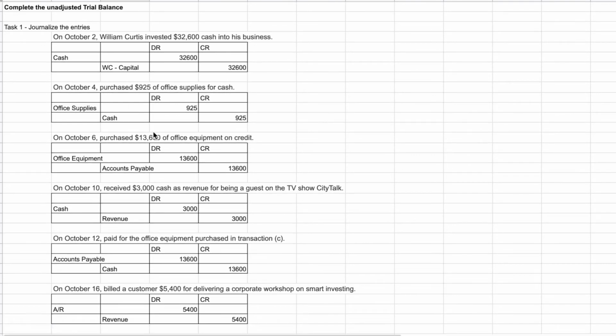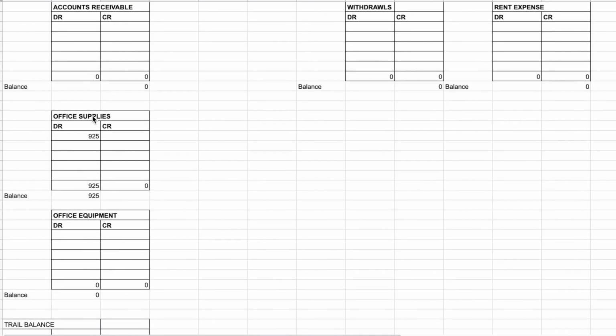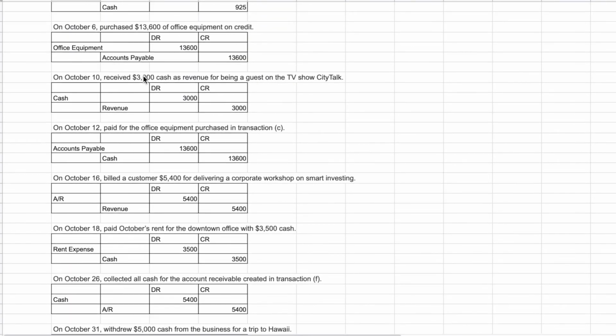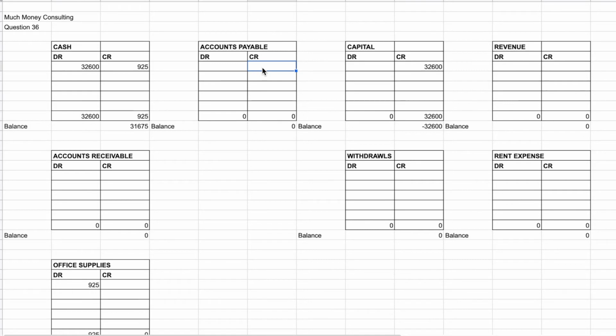Office equipment, 13.6, and accounts payable. So let's go down to our T account and let's find our office equipment. Not to be confused with office supplies. Office equipment. So we look at our office equipment here. Office equipment is 13,600 debit. And that office equipment, you will notice when we bought it, we owed accounts payable, so it was credit for 13.6. So let's go find accounts payable. And we credit for 13,600.